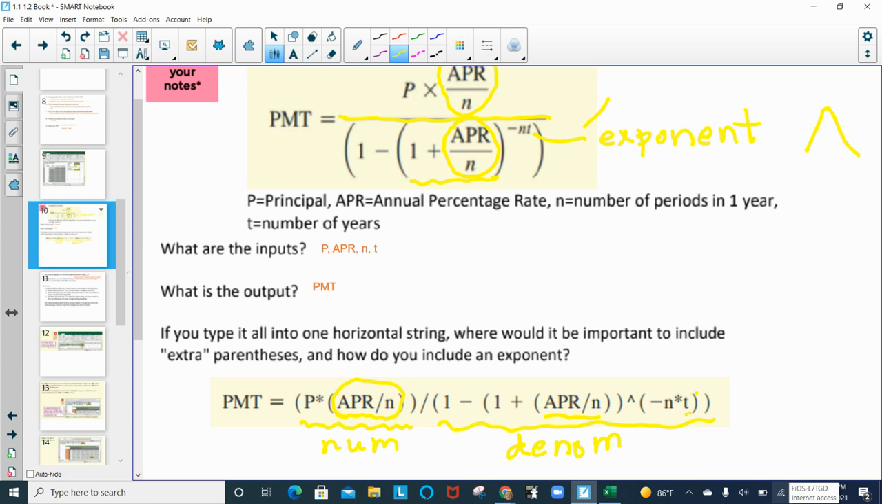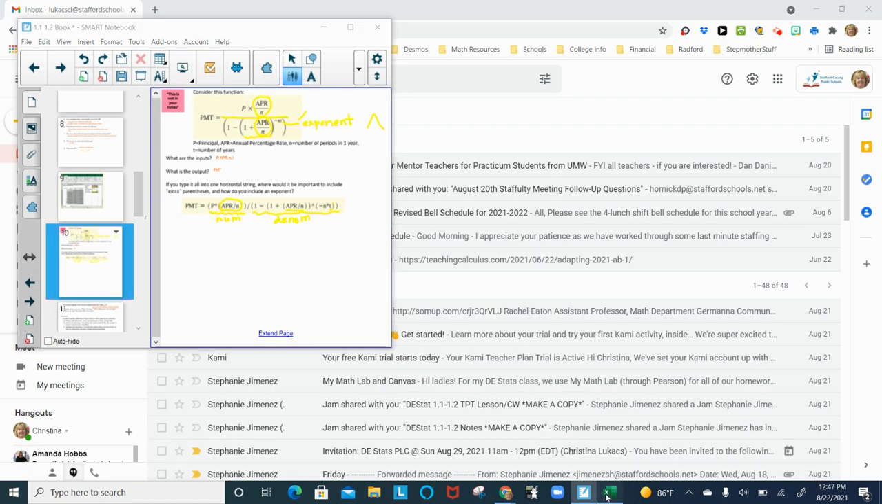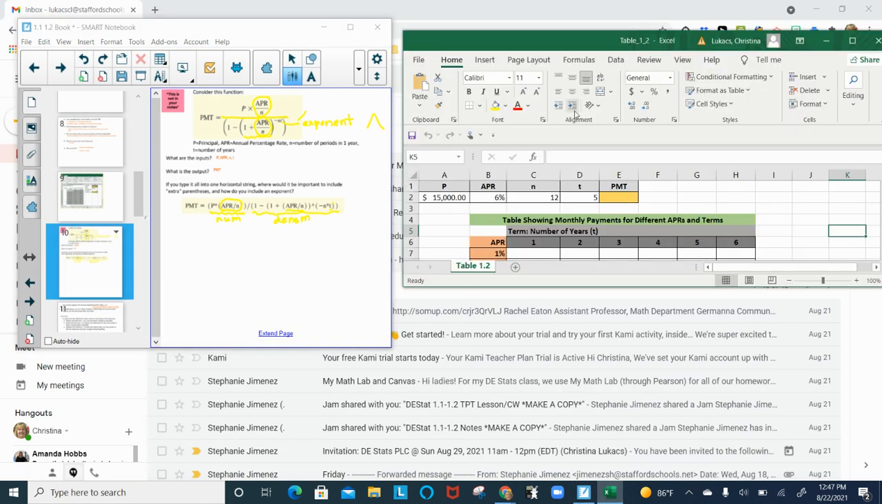Okay. So let's take a look. I'm going to split my screen. Hopefully you have your table 1_2 from either Excel or you have your Google Sheet. So what we're going to do is we're going to construct this formula using cell references in the payment column, in the yellow column. Okay. So what we're going to do is always start with an equal sign. Then we're going to do an open paren. And instead of typing a P, we're going to make that a cell reference.